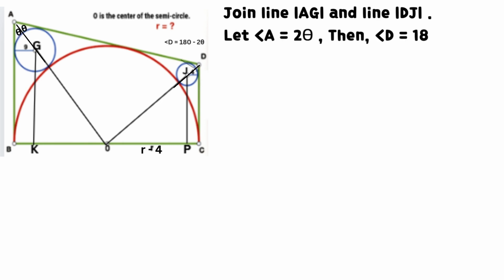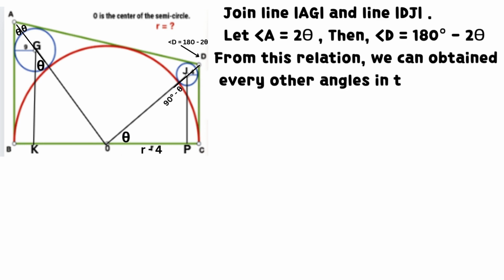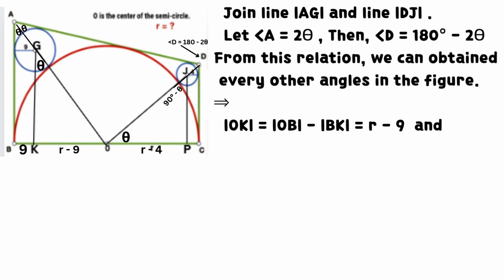Let angle AB equal 2 times theta. Then, angle D equals 180 degrees minus 2 times theta. From this relation, we can obtain every other angle in the figure.